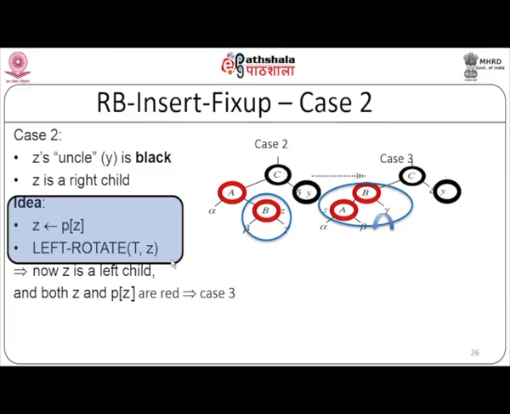So, what have we done here? Here you have z's uncle y is black, z is a right child. Now, what do we do? What is the solution we have? We make z the parent of z. So, now we call z as A and left rotate about z, and then z becomes a right child and both are red. So, we have not solved the problem, you have to go back to case 3 where both are red. So, the same we have now got, as you can see, that is case 3.